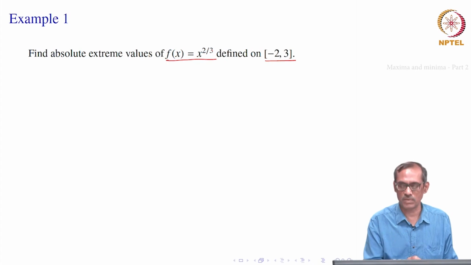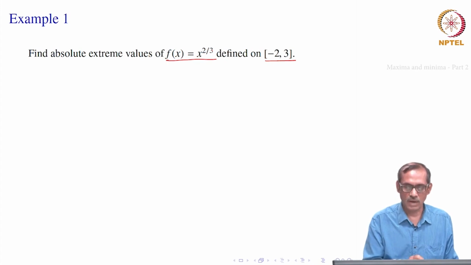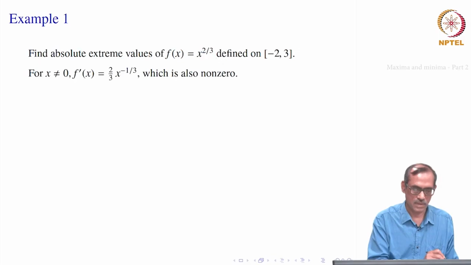f of x is x to the power 2 by 3. Now, how to get its maximum or minimum values? All that we have to do is, first, the end points are possible points, minus 2 and 3. Then we will go for the critical points. All those critical points, along with these end points, are possible values where its extreme values can occur. So, let us find the critical values first.